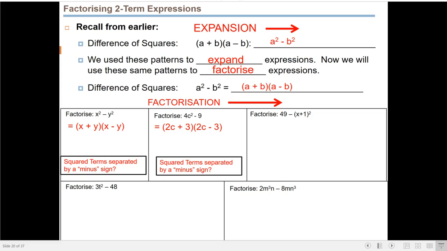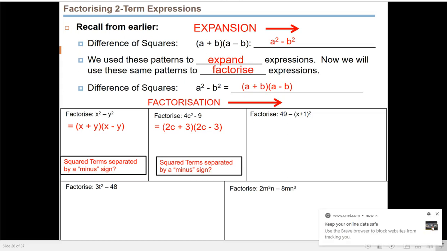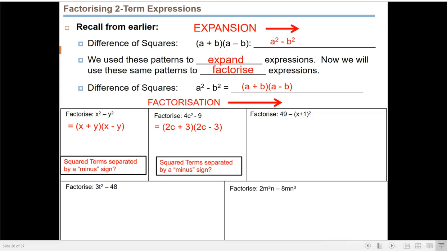Now the next one, 49 minus x plus 1 squared. Okay, is 49 a squared term? Yes, it is. The square root of 49 is 7. Okay, we've got a minus sign, so that's good. And then we have x plus 1 squared. Can I take the square root of x plus 1 squared? Yes, I can. It's just x plus 1. Okay, so I'm just going to do this one by hand.